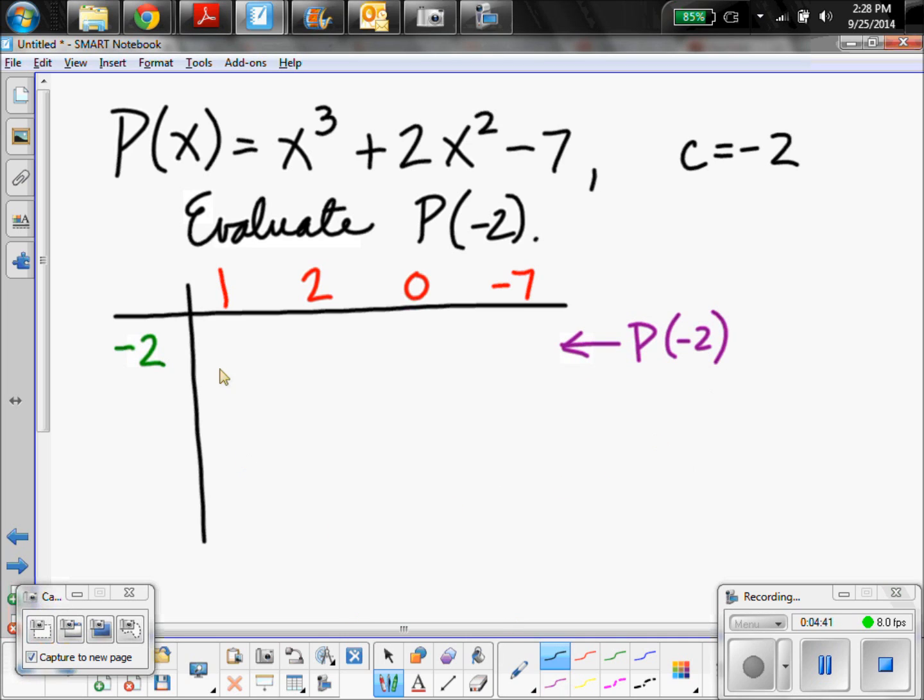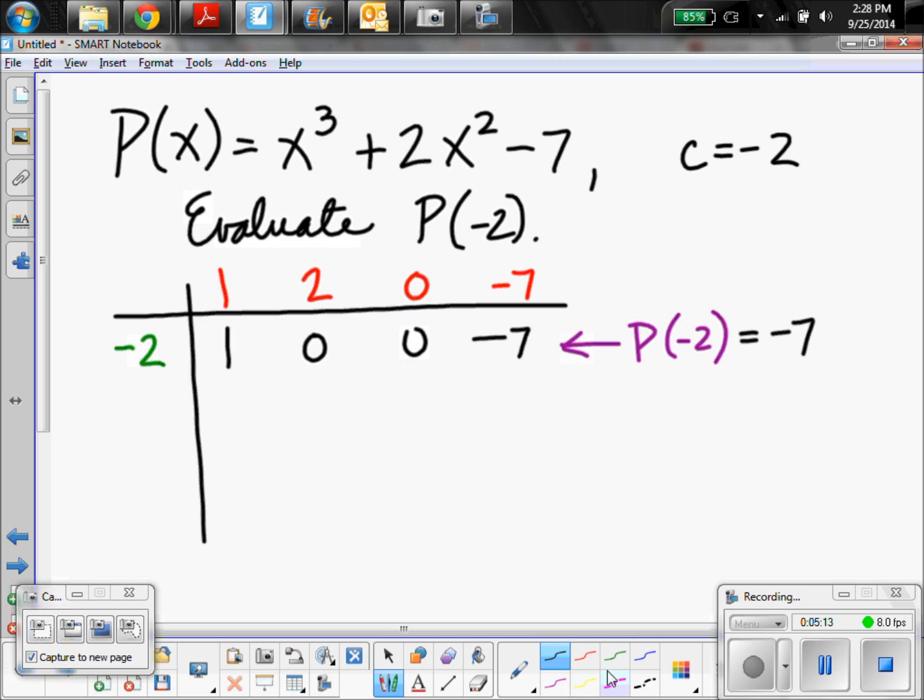All right, so I'm bringing down 1. 1 times -2 is -2, plus 2 is 0. 0 times -2 is 0. 0 plus 0 is 0. 0 times -2 is 0. 0 plus -7 is -7. So p of -2 actually equals -7. Make sure my math is right here. Yeah. 0, 0, 0. Yeah.